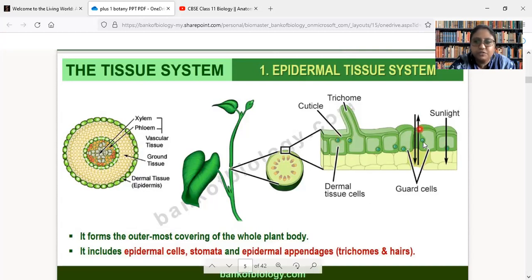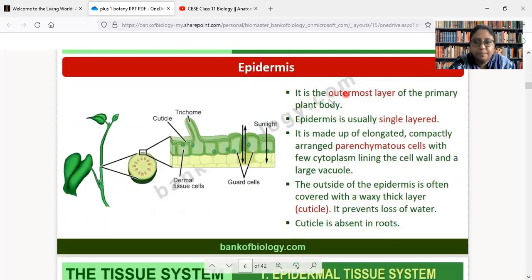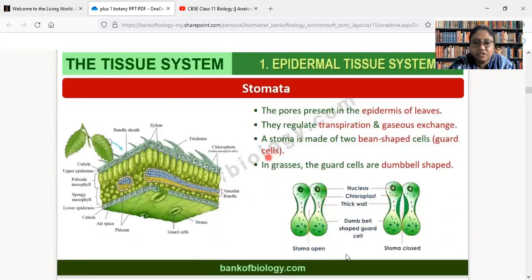Stomata, all of you studied during your grade 10 biology class, is the aperture guarded by guard cells. So guard cells decide whether the stomata will be open or closed. Generally the epidermis is a single layer made up of parenchymatous cells. This is the structure of stomata with guard cells. These are dumbbell shaped guard cells.